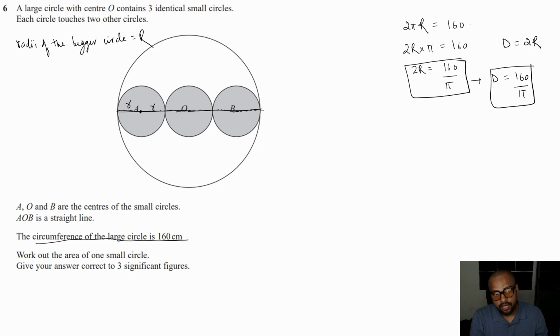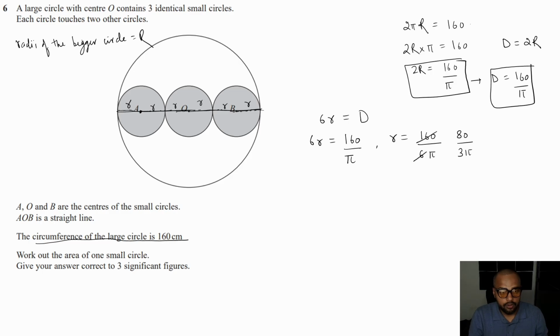So we can see here that R plus R, 6 times R, will be equal to capital D. And 6 times R is equal to 160 by pi. From here we can say that the value of R will be equal to 160 by 6 pi. So it will be equal to 80 by 3 pi.